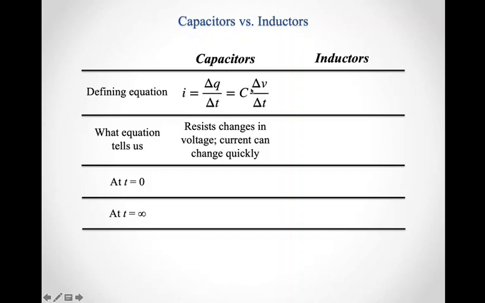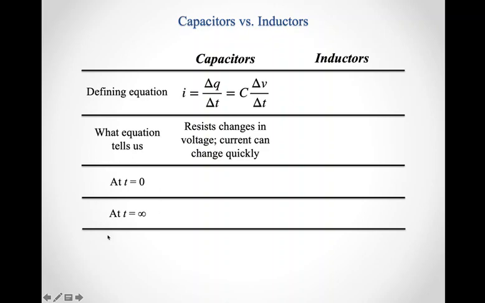Another way to think about that is this change in voltage has to occur over some change in time. Where does the change in voltage come from? It comes because you put more charge onto the plates, and that simply takes time. So capacitors resist changes in voltage. As you put more charge onto the plate, they try to generate a back EMF that resists a changing potential difference between the plates. Current, on the other hand, can change quickly with a capacitor.